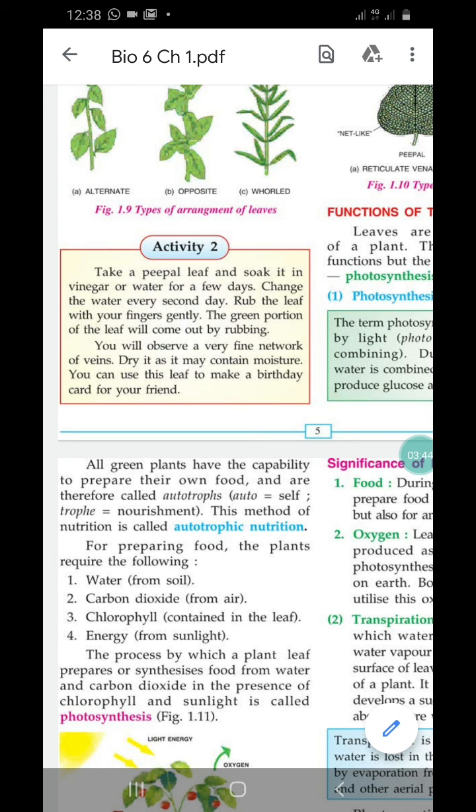From where do plants get carbon dioxide? From the atmosphere. So, the leaf has a special structure called stomata. This stomata opens and closes for the passage of air. So, when it opens, the carbon dioxide enters inside, oxygen comes out. Is it clear, children? Okay.